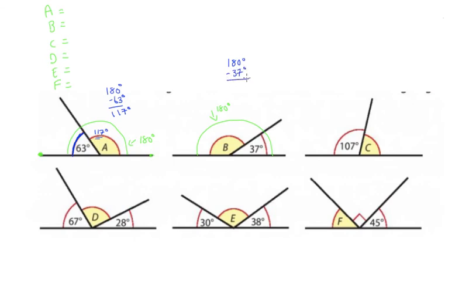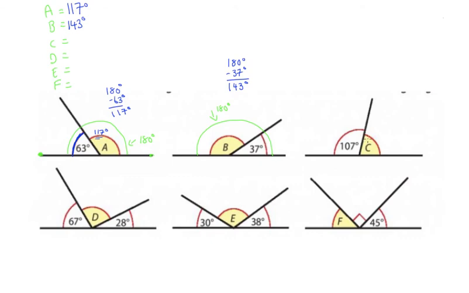And you can use a calculator for this if you want. That'll give us 143 degrees. Now, that means that this B is 143 degrees. And I can write this up here. A, we figured out, was 117 degrees. And here we figured out that B was 143 degrees.